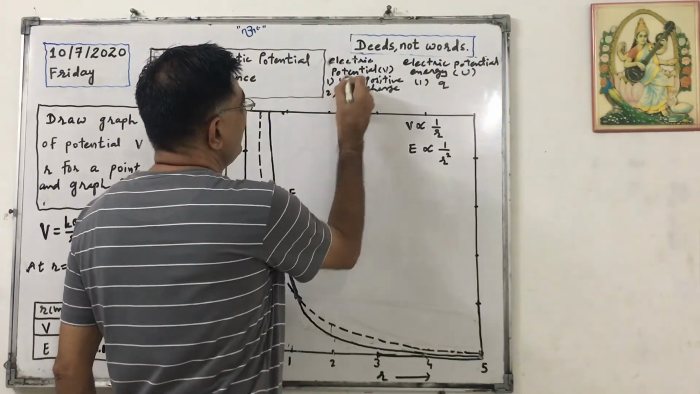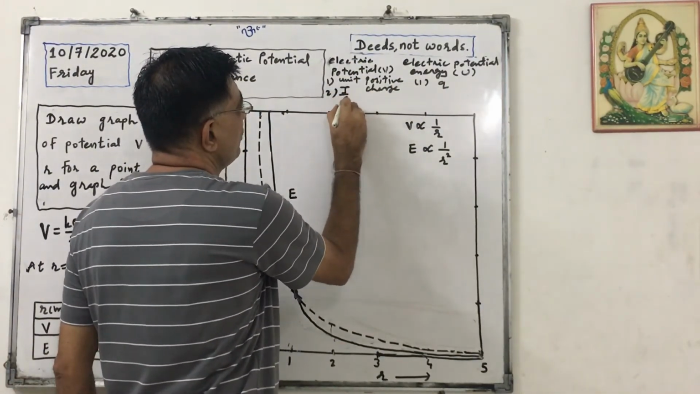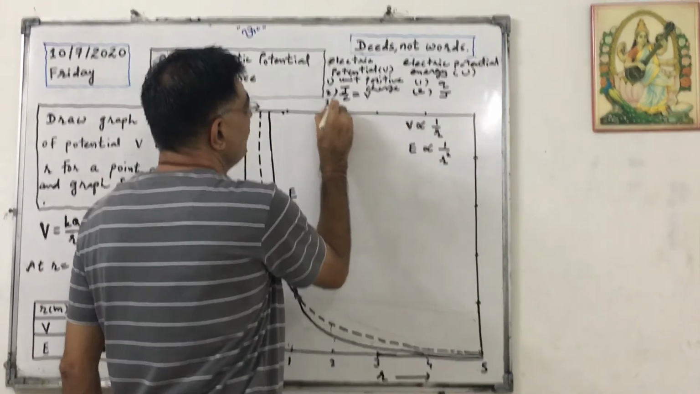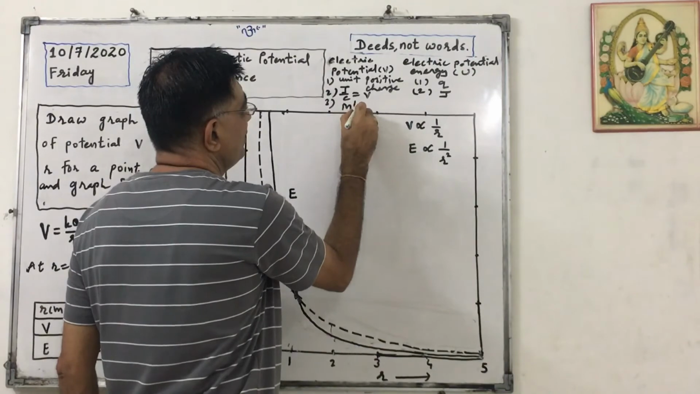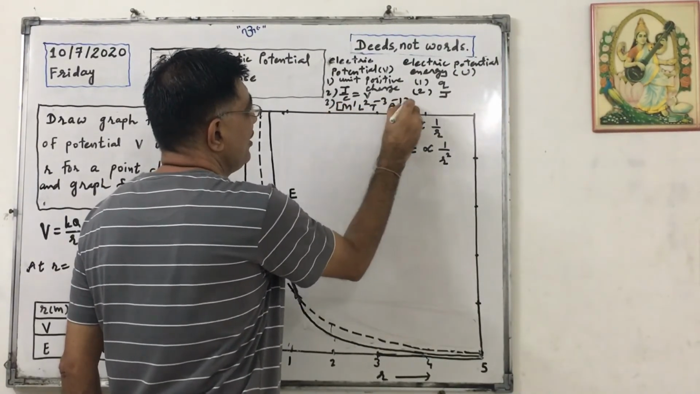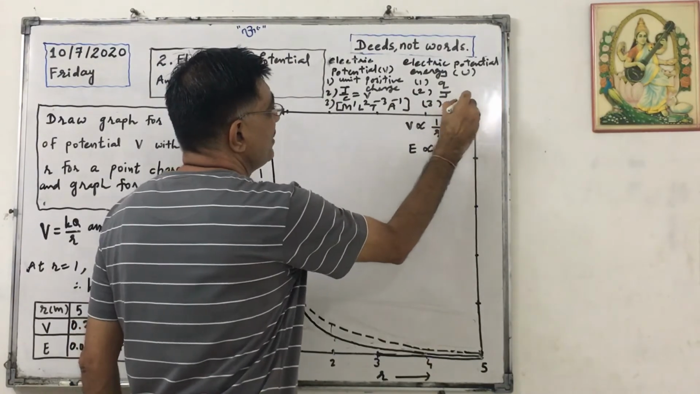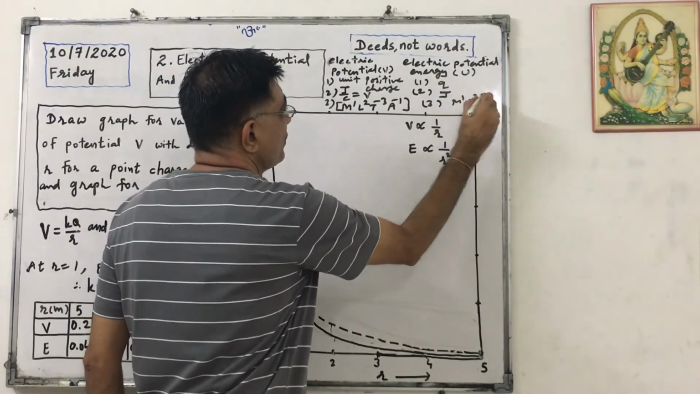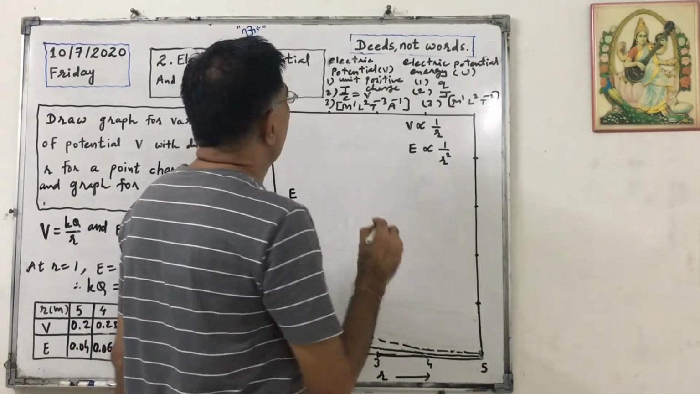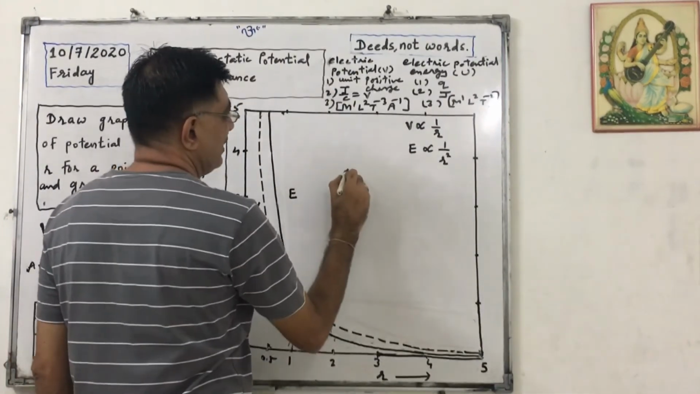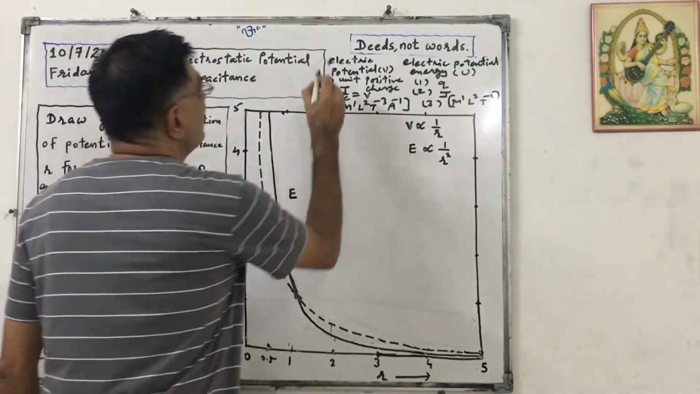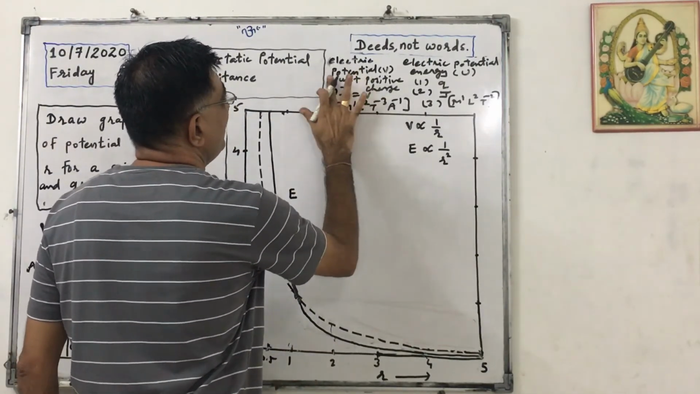Second is the unit. For potential it will be joule per coulomb or volt. For energy it is joule. Then the dimensional formula. For electric potential it is M1 L2 T minus 3 A minus 1. For energy it is M1 L2 T minus 2. And the fourth difference I can write here.